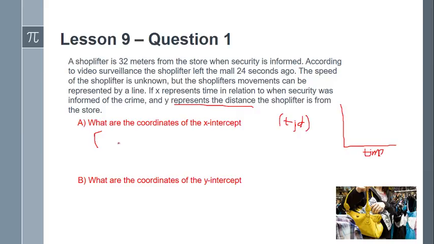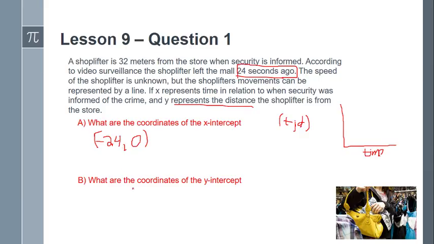All right, so what's the time at the initial moment when security found out that the crime happened? It would have been negative 24 seconds, because it was 24 seconds ago that security was informed. So at that point, negative 24 seconds ago, that's when the shoplifter would have been 0 meters from the mall, because that's when they first left the mall. All right, so we get our x-intercept at negative 24 and 0.